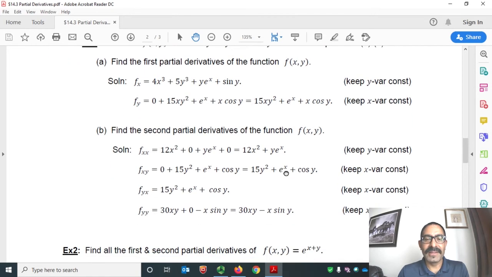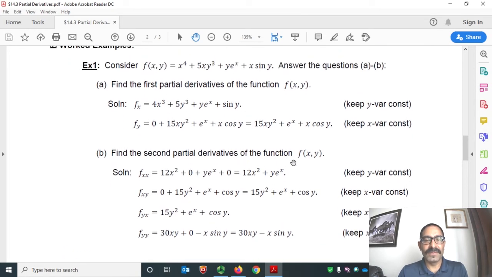Part B, find the second partial derivatives of the functions. So now we need to find fxx, fxy, fyy, fyx. Now fxx means let's take the partial derivative of fx with respect to x. Again, keep y constant. So here is 12x squared. This term is constant for x partial derivatives, so 0. Y e to the x, sine y again constant, 0. So fxx is simply 12x squared plus y e to the x. I hope this makes sense to you here.